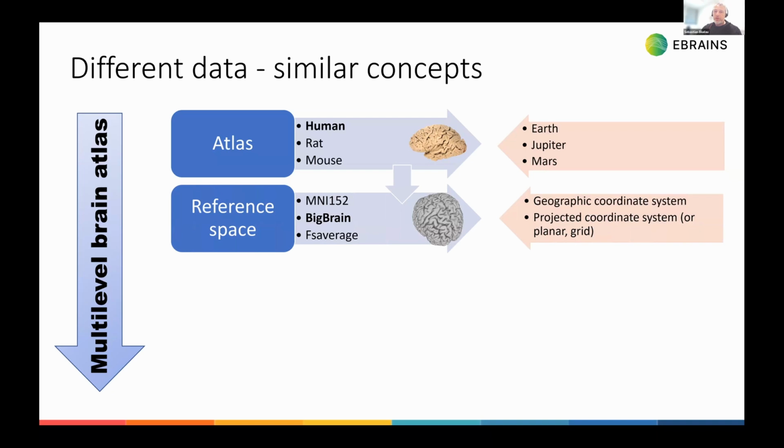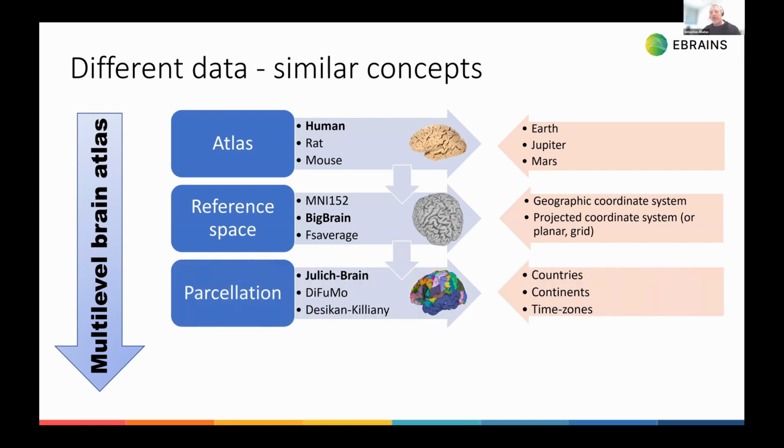Then we have different reference bases. In our case here, especially for the human atlas, it's the MNI reference base, which is a typically used low resolution reference base with 1 millimeter isotropic resolution. The BigBrain, which is a higher resolution reference base, and FS average, which is a surface-based reference base. We can compare it to different geographic coordinate systems. It's a coordinate space for points, maps, or volumes of interest within an atlas.